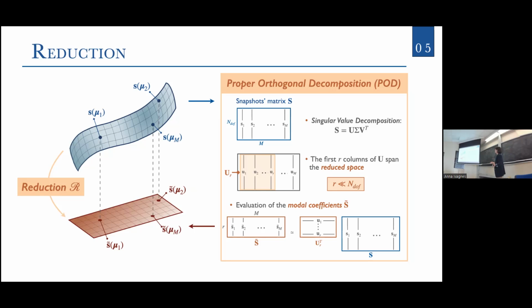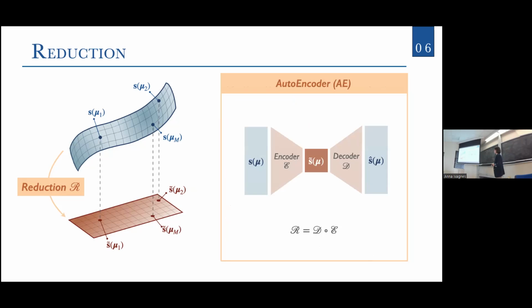And you can evaluate this S tilde here, which are the modal coefficients, in this way, just multiplying U_R transpose with your initial snapshots. Okay, a second approach, which is also well known today, is the autoencoder. As I said, the POD is linear, so you may want to include some nonlinearity in your approach. And the autoencoder is a good way to do this.